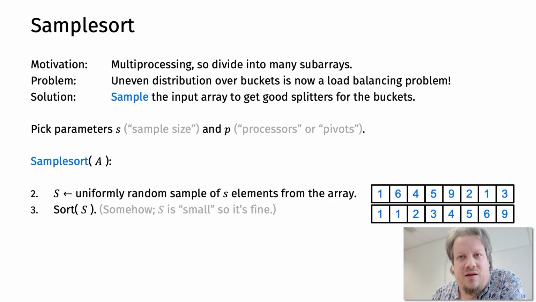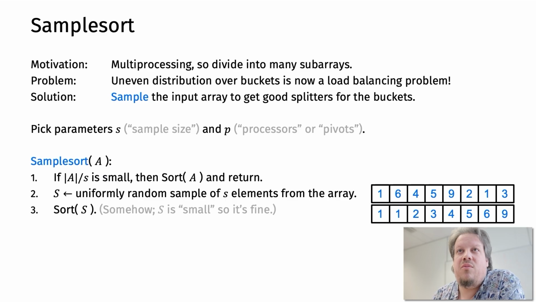But let's actually now add step 1 to the algorithm, which is if you're going to sample almost the entire array, then you should just sort the array using some baseline method rather than doing the sampling.